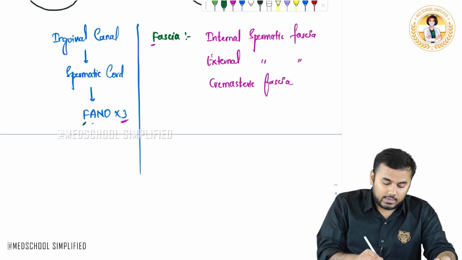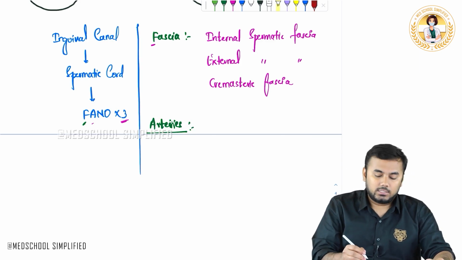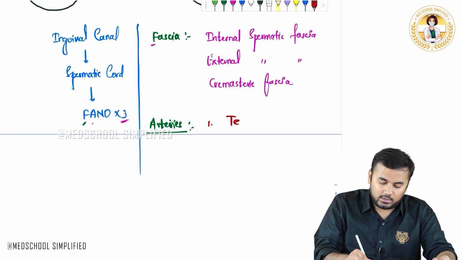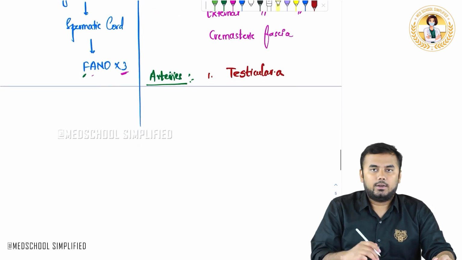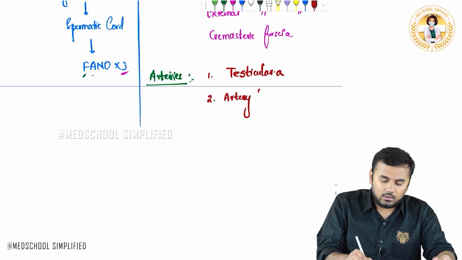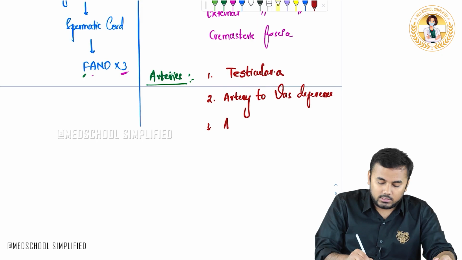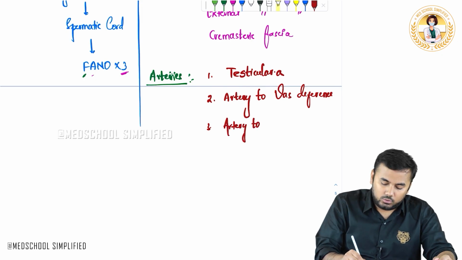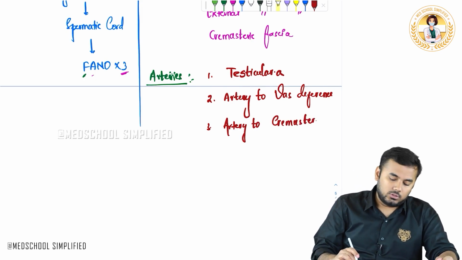Next, A. What does A stand for? Arteries. So what are the arteries located in the spermatic cord? We shall see now. One artery is the testicular artery. After the testicular artery, next you have the artery to vas deferens. Third important one is the artery to cremaster, the artery to the cremasteric muscle. Okay, so these are also 3.